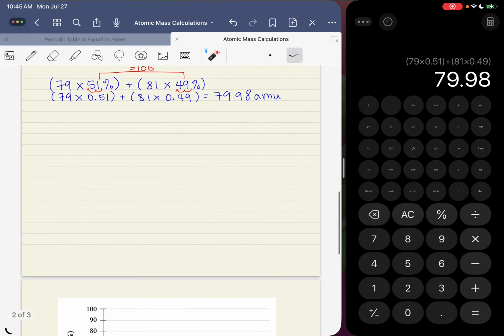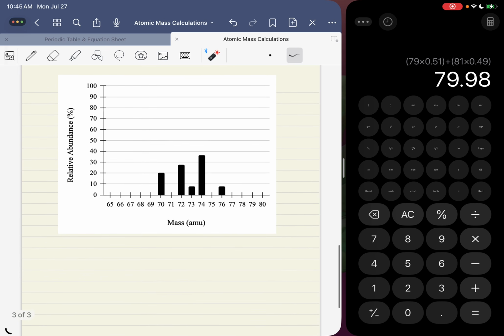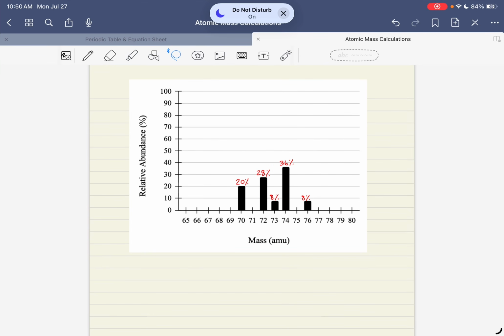Okay, I have an extra practice, so feel free to do this one. Notice there's more than 2 isotopes. So I suggest that you pause and do it, and then let's see if you get the right answer. So pause it now, try it on your own, and then press play and I'll go through the answer. Okay, let's see how you did.